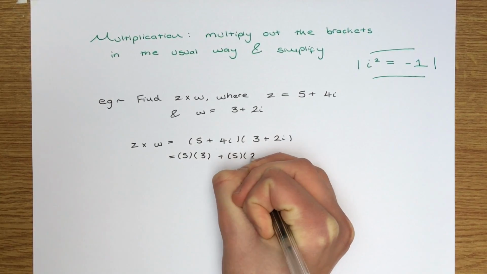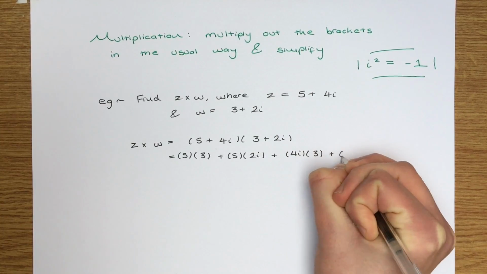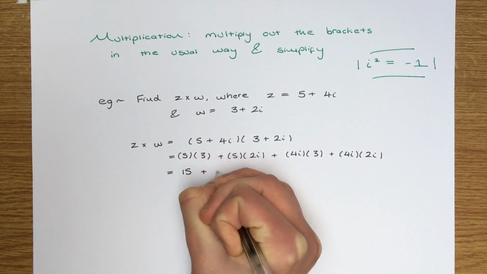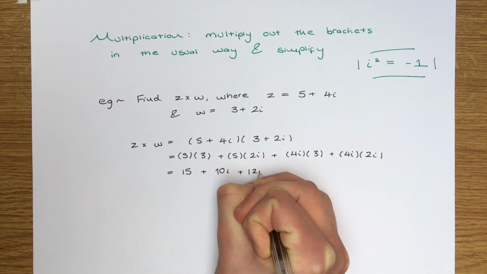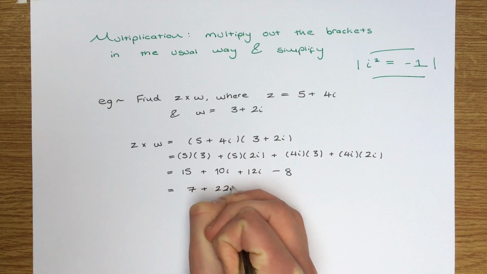So we've got 5 times 3, add 5 times 2i, add 4i times 3, add 4i times 2i. And that will be equal to minus 8 because i squared is equal to minus 1. So then we've just got to add it all together and we end up with 7 add 22i.